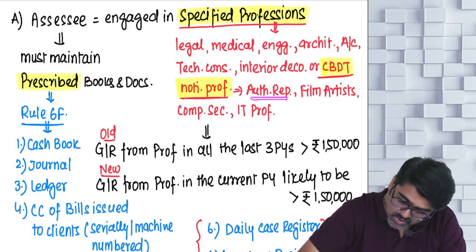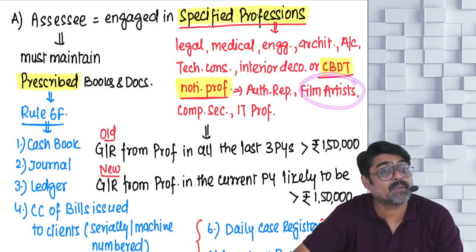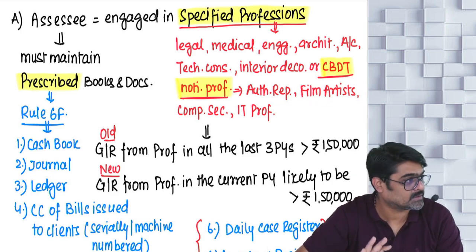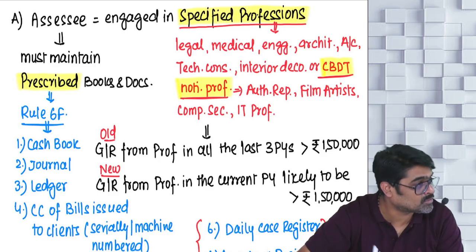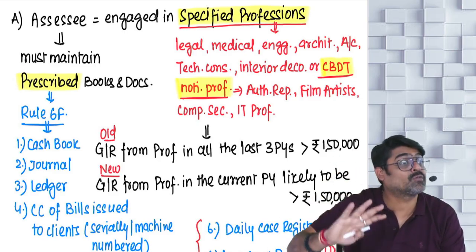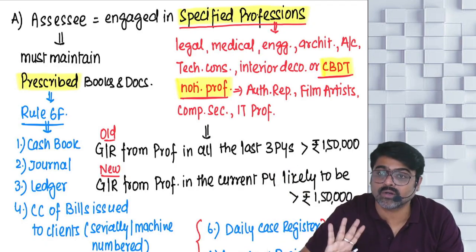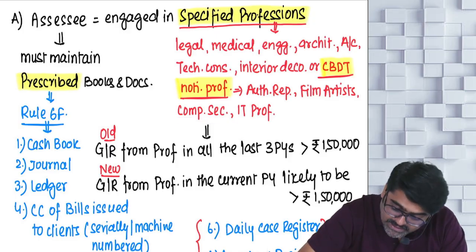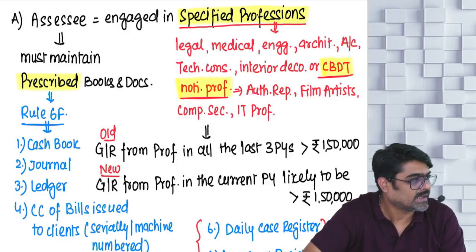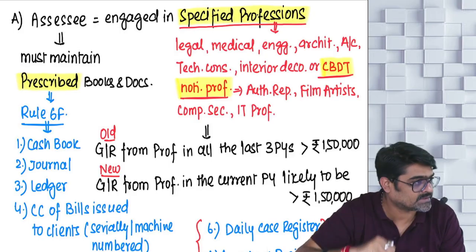Number 1, authorized representatives. Number 2, film artist. Film artist covers all film artists: actor, director, producer, singer, dancer, music composer. Everyone involved in the film industry is covered by this. Yes or no? Then company secretary, and then IT professionals. Income tax professional? No. Information technology professionals.